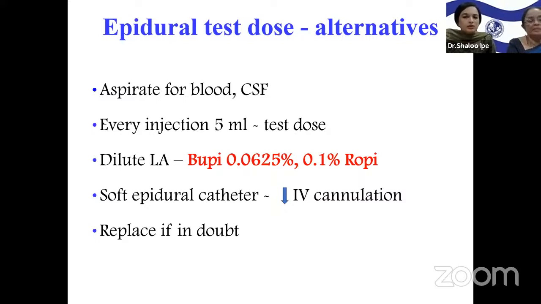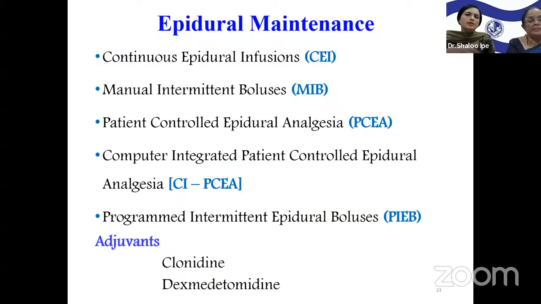Presence of flexible soft epidural catheters now reduce the risk of venous cannulation, and if you're ever in doubt, don't hesitate to replace the catheter. Epidural maintenance can be done by the following modalities. A word about adjuvants. Other than fentanyl, clonidine and dexmedetomidine have been studied with various labor analgesics, and are said to decrease nausea, pruritus, and vomiting as compared to opioids, but this is still off-label for use in labor analgesia.